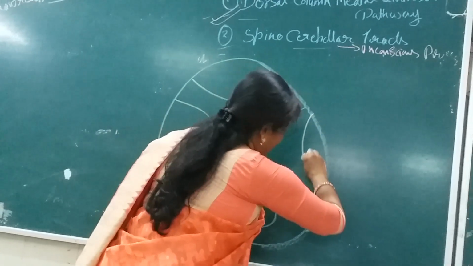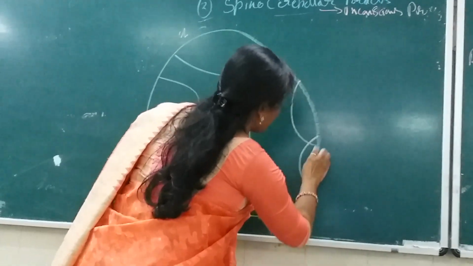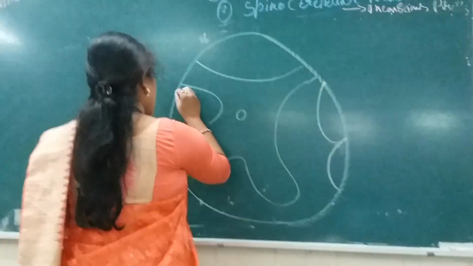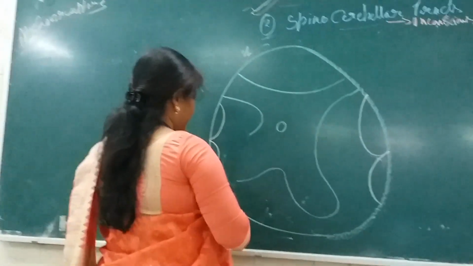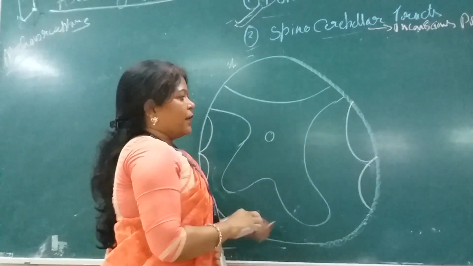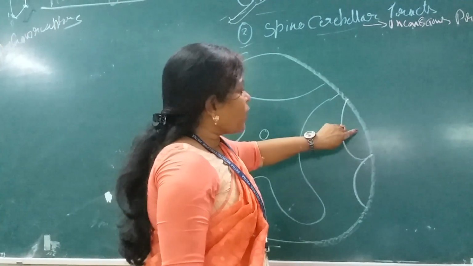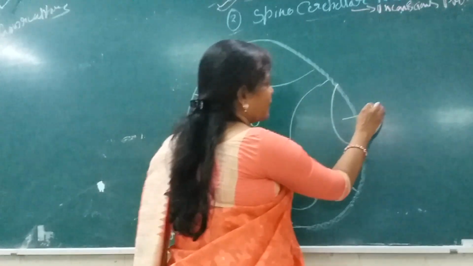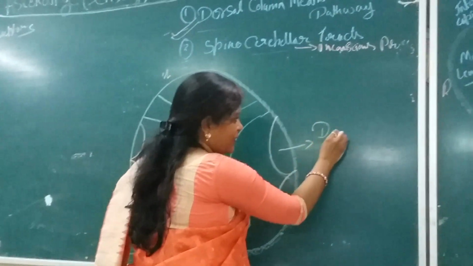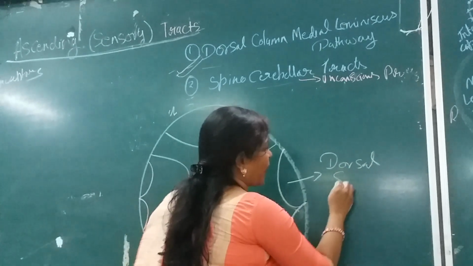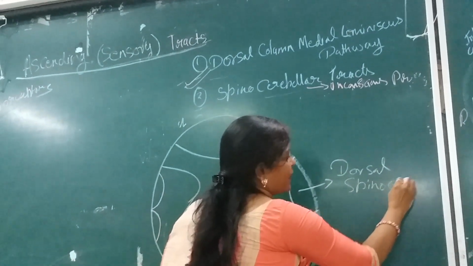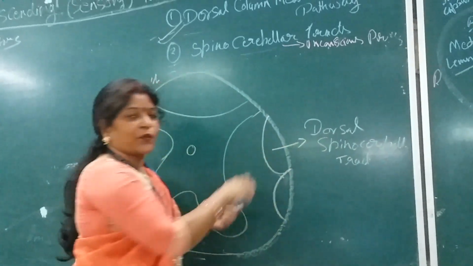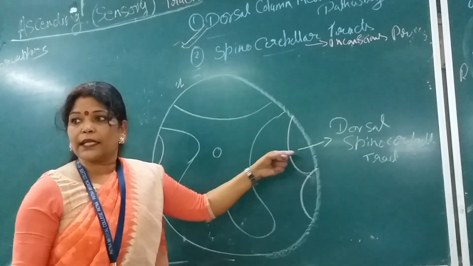Here it is, the lateral white column, on both sides. In the lateral white column, dorsal on the periphery, on the posterior aspect, this is the tract of the dorsal spinocerebellar tract. This is the position of the dorsal spinocerebellar tract in the spinal cord.